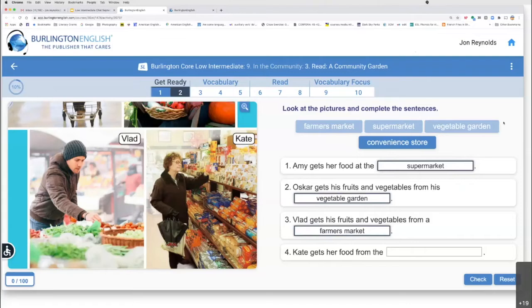Kate gets her food from the convenience store. All right, convenience store. Okay. Now, that particular activity was pretty helpful.